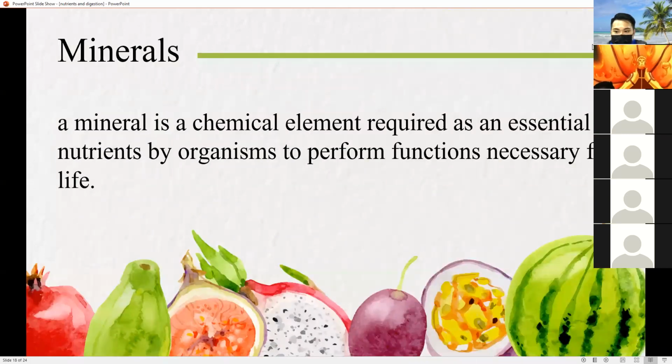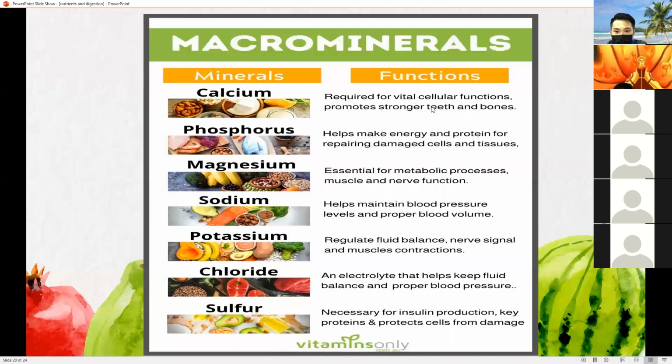Next, last one, the minerals. A mineral is a chemical element required as an essential nutrient by organisms to perform functions necessary for life. So these are the list of minerals and their functions.